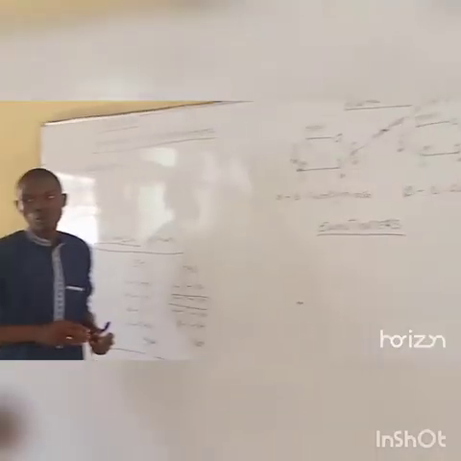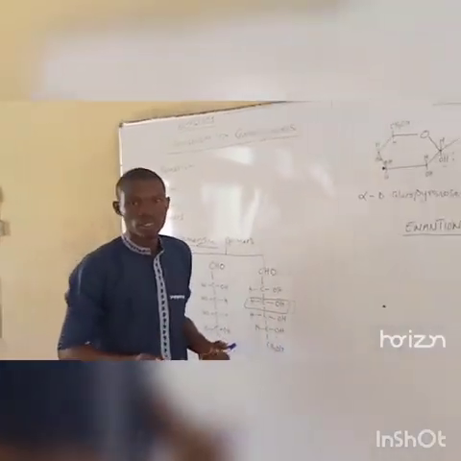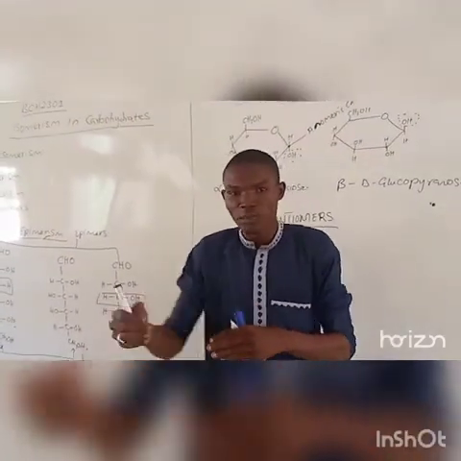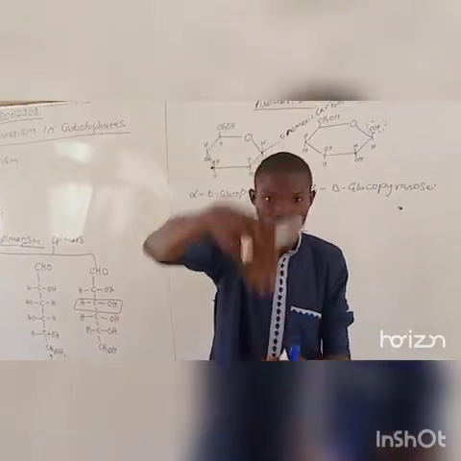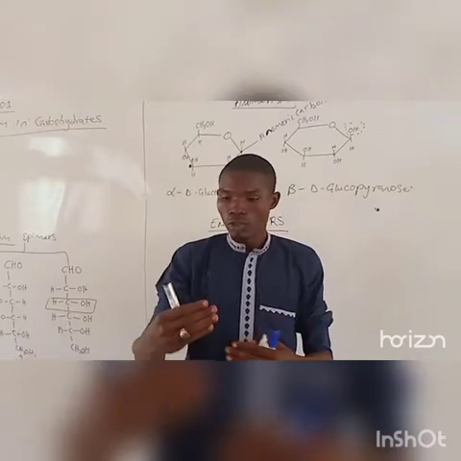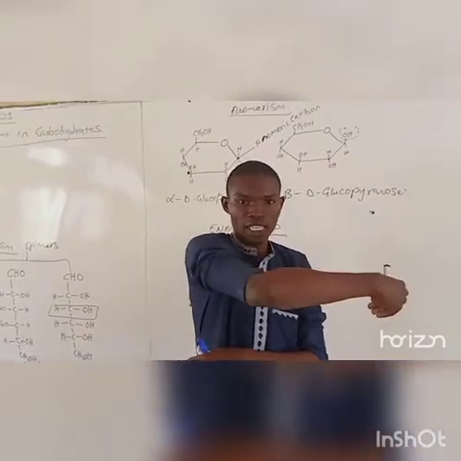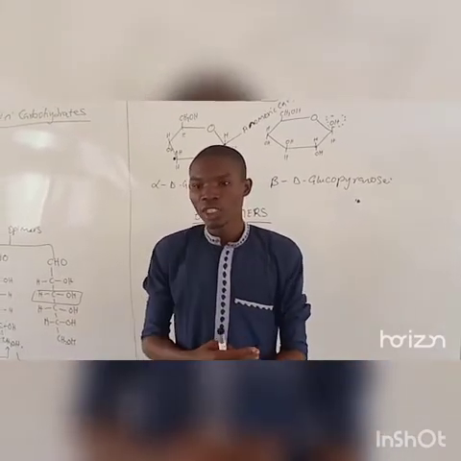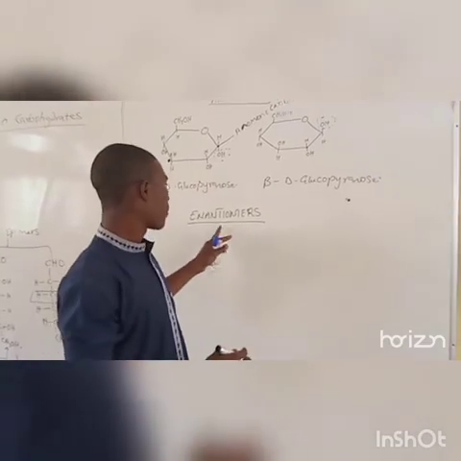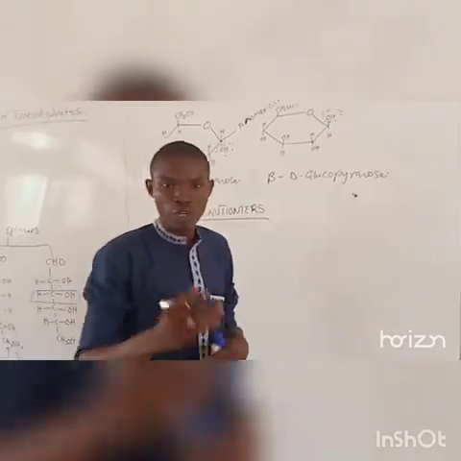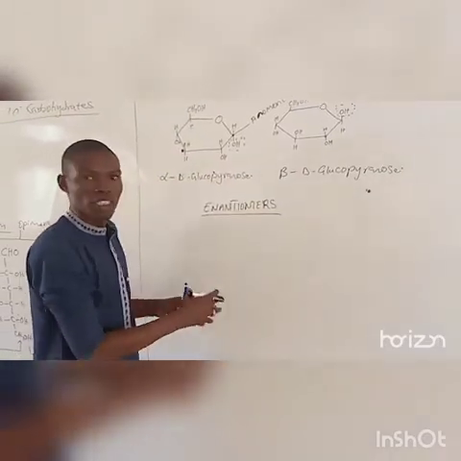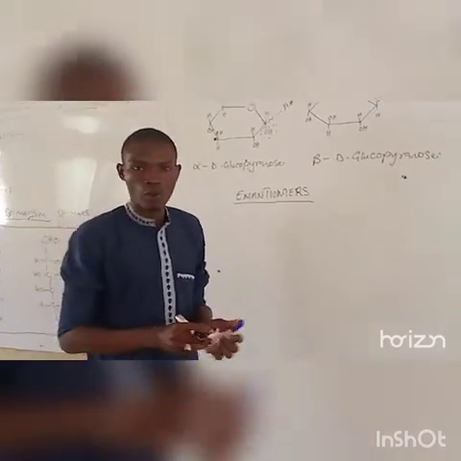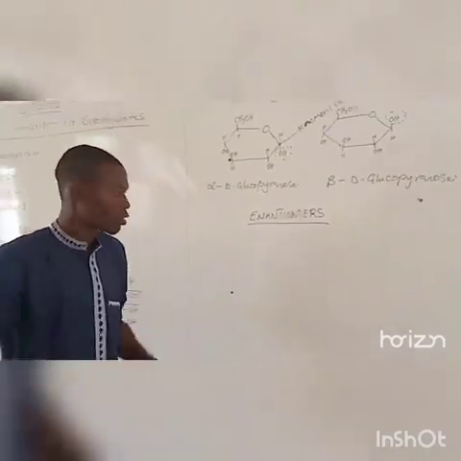Enantiomers are compounds which are mirror images of one another. What is a mirror? When you look at yourself in the mirror, you realize that your right hand will be at the left, while your left hand will be at the right. So there is that inverted image, and we call that type of image the mirror image of yourself. Now we are talking about compounds. The mirror images of compounds are referred to as enantiomers. When two compounds are mirror images of one another, they are referred to as enantiomers.